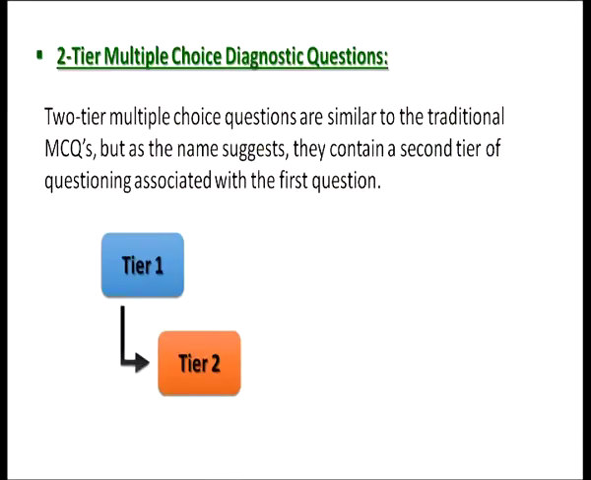The next type of diagnostic test that can be used by teachers is known as the 2-tier multiple choice question. It's called a 2-tier because there are 2 tiers. So, you have a tier 1 and you have a tier 2. Please look at the spelling. It's T-I-E-R. It's not tire, it's tier. So you have 2 tiers, a tier 1 and a tier 2. They are somewhat similar to our traditional multiple choice questions. But as the very name suggests, they contain a second tier of questioning associated with the first question.